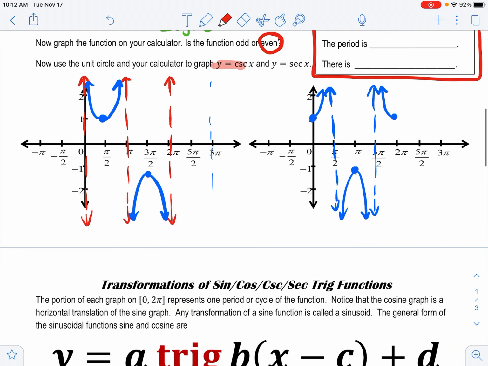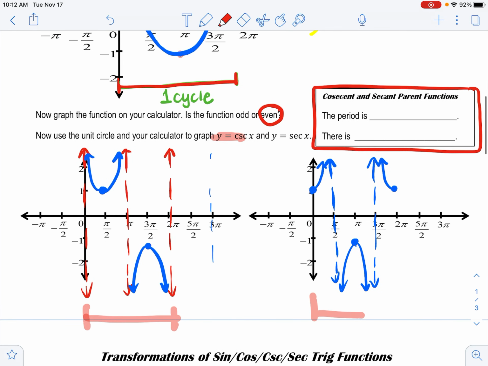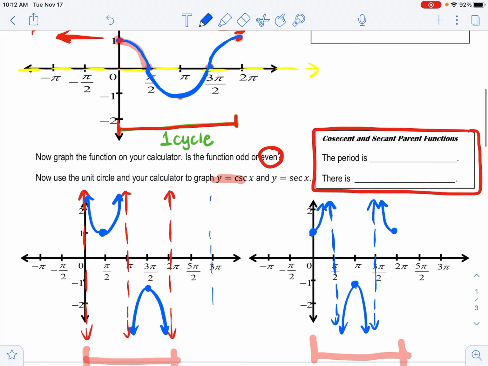Now if you look at the period of both of these, which remember is the length of one cycle, it starts here, ends here, from 0 to 2 pi. The period is 2 pi. Now I want to talk about the amplitude. The amplitude is the distance from the midline. If I draw in the midline in yellow and ask how high the highest point is, it goes on forever and ever. I cannot measure that distance, therefore there is no amplitude on cosecant and secant.